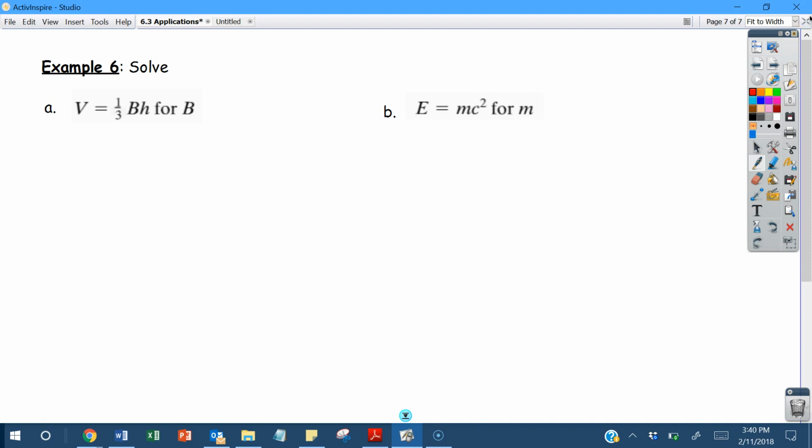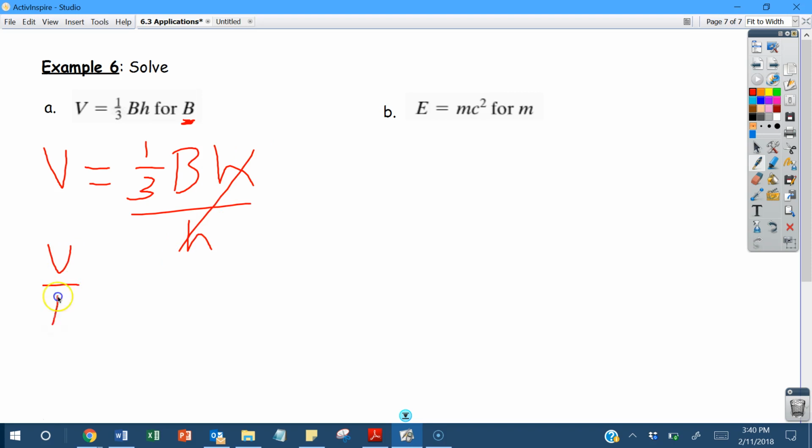The last thing we're going to do in this section is solving formulas for specific variables. So here's a volume formula, and we have the volume is equal to 1/3 times the base times the height, and we want to solve this for B. All that means is we want to manipulate this formula so that B ends up by itself. So I'm going to do that by moving everything that's not B over to the left-hand side. For example, I can divide both sides by H, and it cancels out, and I end up with V divided by H is equal to 1/3 B.